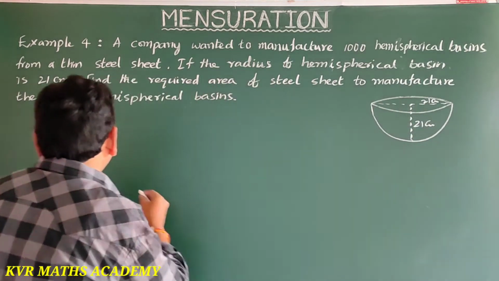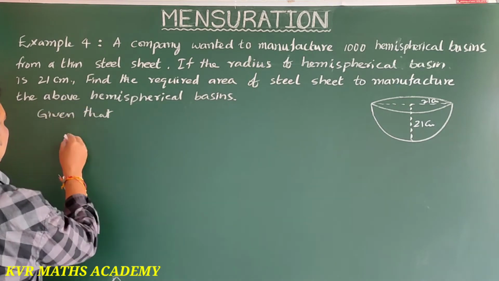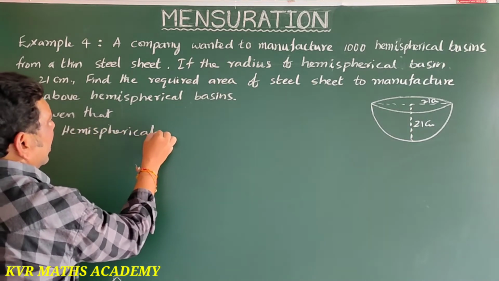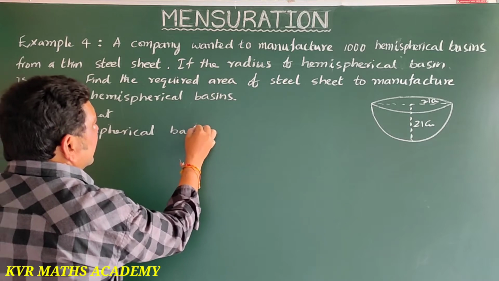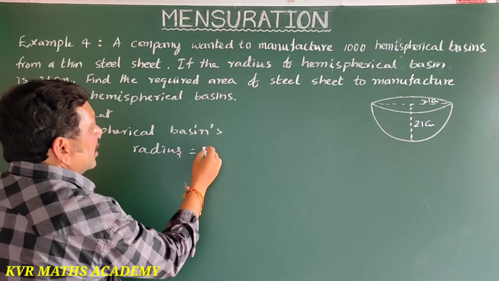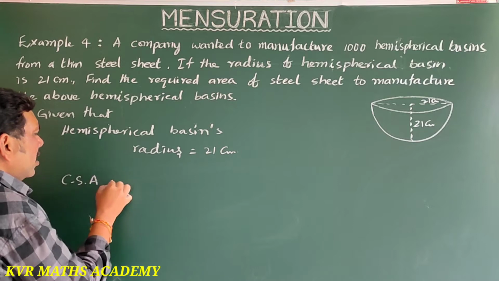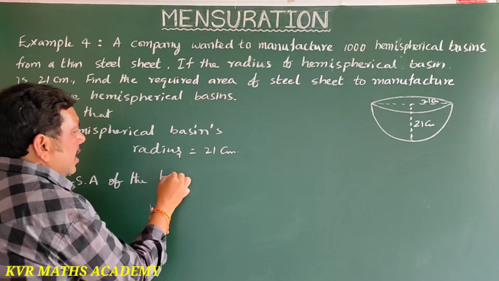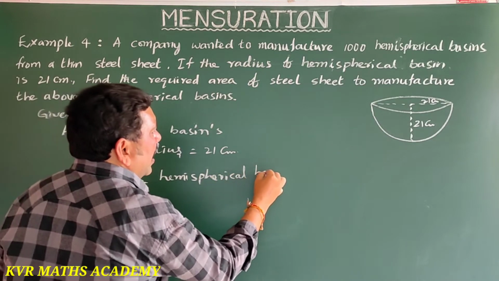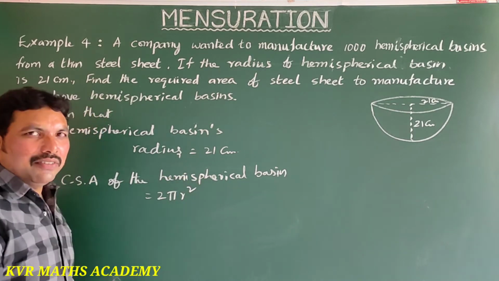Right? Yes, given that the radius of the hemispherical basins is equal to how much? Yes, 21 centimeters. Now the CSA of the hemispherical basin is equal to, yes, what is the formula? It is 2 pi r square.